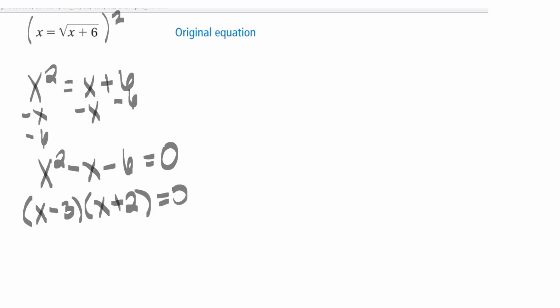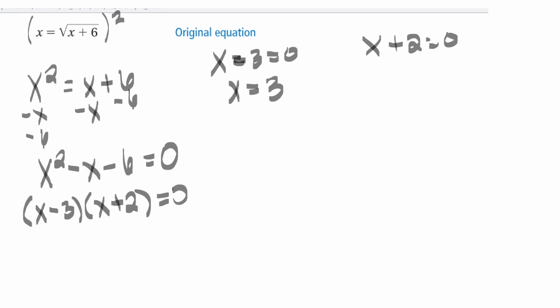And we have two solutions, right? We're going to set both of these equal to 0. So we have x minus 3 equals 0, so x equals 3. And we have x plus 2 equals 0, so x equals negative 2. Okay, now we want to just make sure that both solutions work. Because we have more than one solution, we want to plug them back into our equation and just confirm that they work.